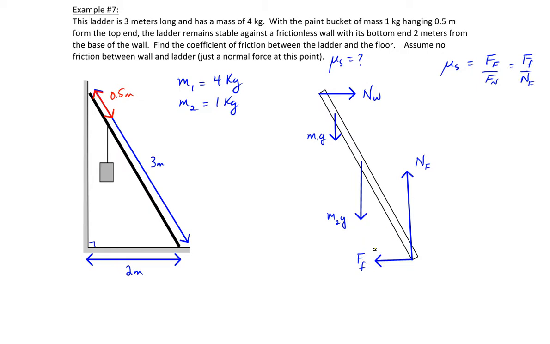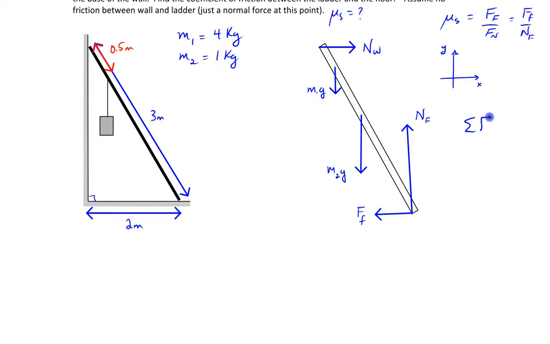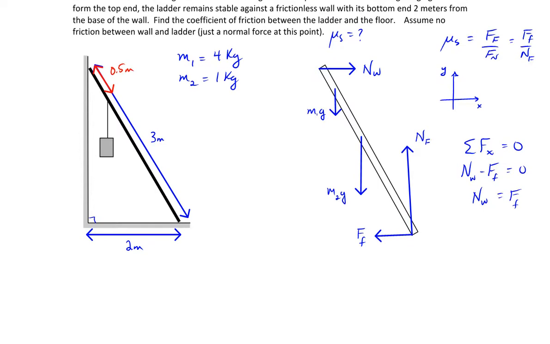I like to always start with the sum of the forces personally, just because it's easy to set up. So we choose an x and y axis. I'm going to choose an x axis to the right and a y axis straight up. And now I'm going to apply our sum of forces. The sum of the forces along our x axis will be equal to 0. And so the normal force from the wall minus the force of friction equals 0. So the normal force from the wall is equal to the force of friction. At this point, that doesn't really help me out because I don't know either of those forces. Okay, what else? We'll just leave that as one equation here.